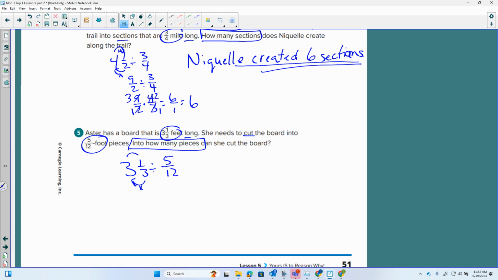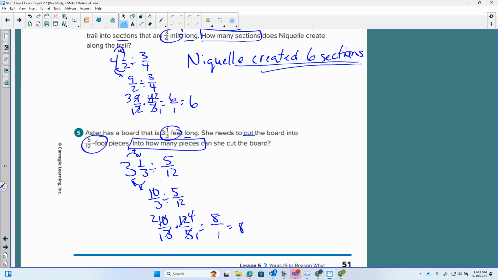10/3 times 12/5. Next again, we've got a couple of good reductions. We can go on both ones. Second, 4 times 2 is 8, 1 times 1 is 1. So that means there are 8. So you can make 8 pieces out of the board.